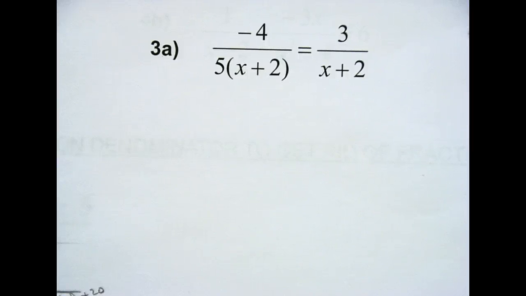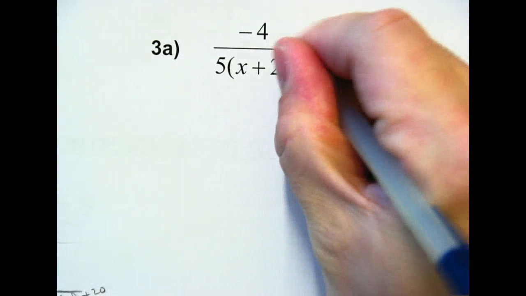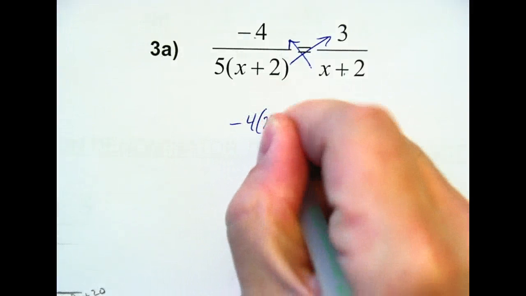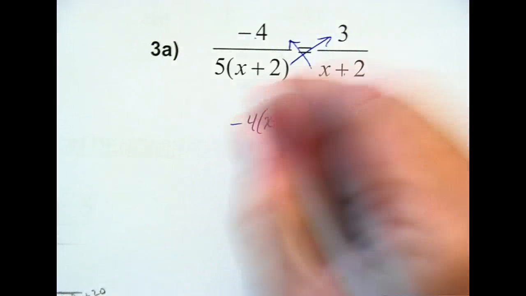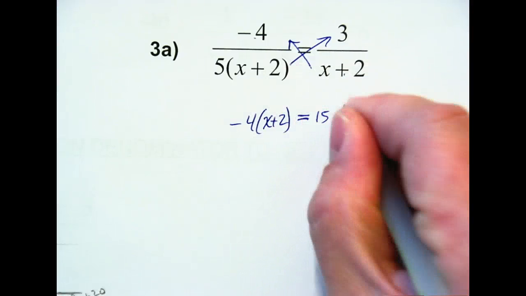Hey, moving on. 3A. Tell your neighbor what you're going to do first. Okay, time's up. Volunteer. Noel. Cross multiply. Hey, when time's up, time's up. Paying attention. So we get -4 times x plus 2, and that is equal to 15 times x plus 2.